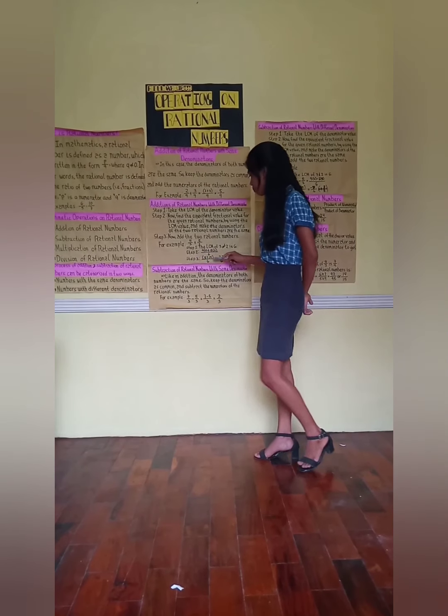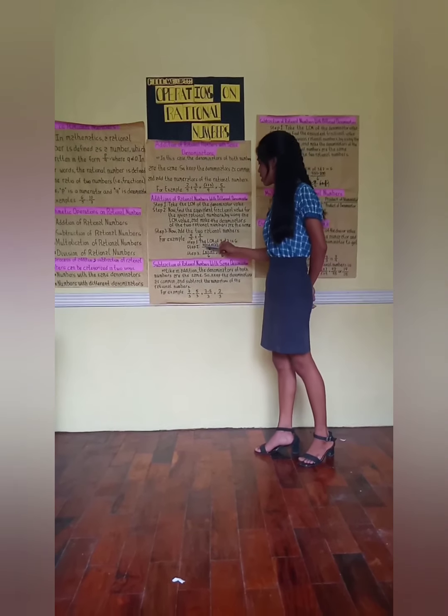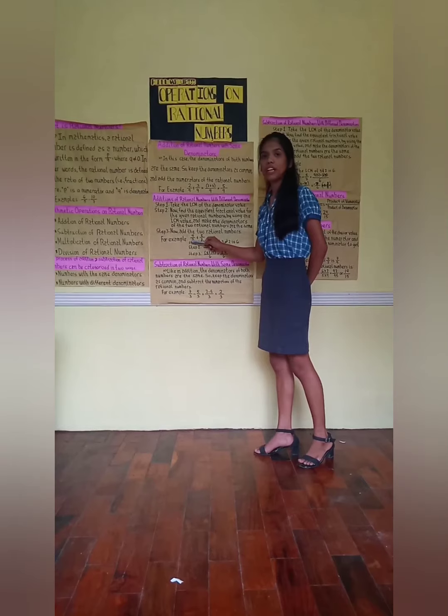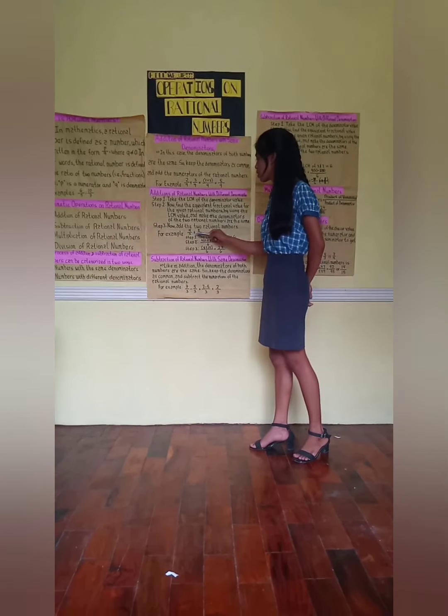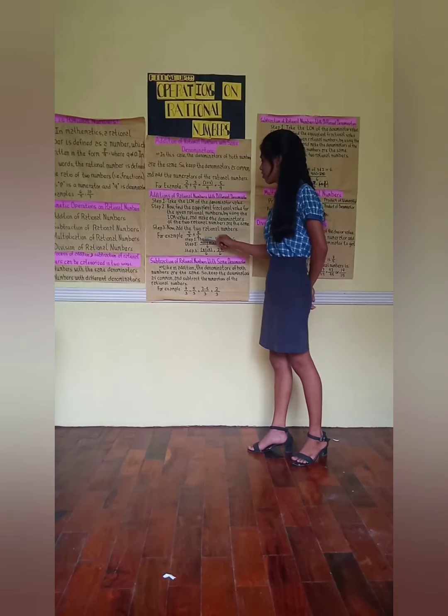Step 2, 6 divided by 3 is 2. Very good. So 4 times 2 plus 6 divided by 2.